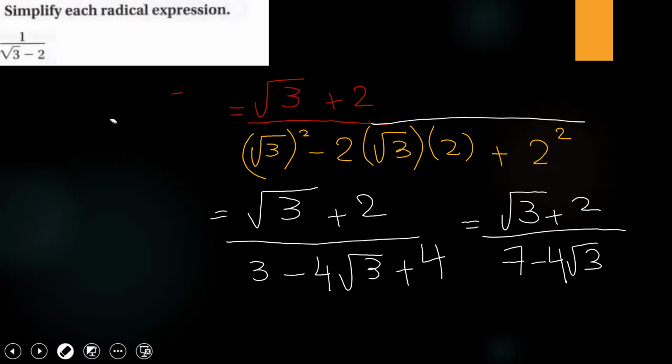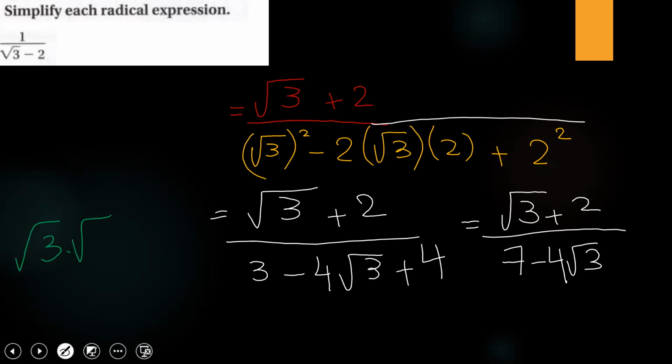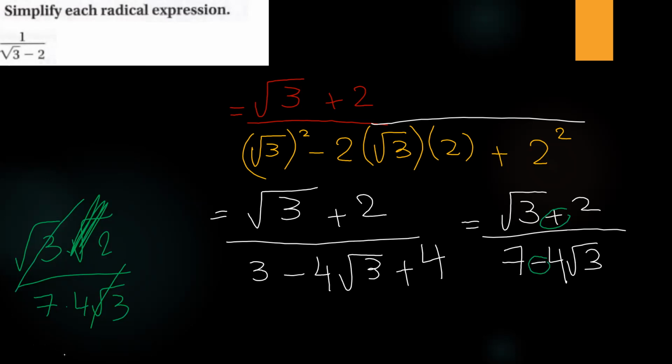Teacher, can I cancel the square root of 3 with the square root of 3? No, this is a big mistake. Most of the girls in grade 10, 11 and 12 make it. Don't cancel square root of 3 with square root of 3. If the numbers are multiplied, like square root of 3 times 2 over 7 times 4 square root of 3, you can cancel them. But since here you have plus and minus sign, you cannot cancel them. Be careful.